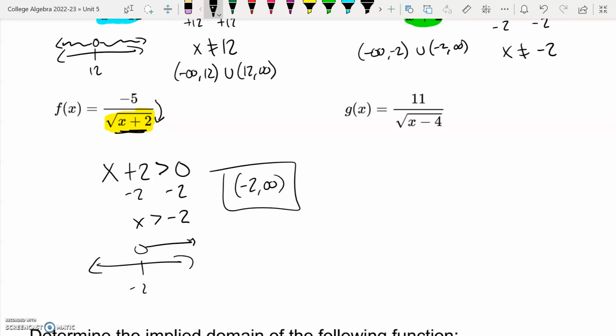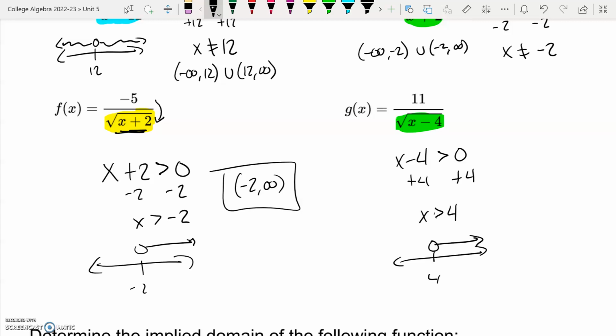So my domain is negative 2 to infinity with a parenthesis. And the reason why is if I plug in negative 2, I get 0. Can you have 0 on the bottom of the fraction? No. So normally we would say it's greater than or equal to 0, but because it's on the bottom of the fraction, it's just greater than. So same way here. This one, again, you would try it before I hopefully go over this. I would say x minus 4 is greater than 0. You add 4. Has to be greater than 4, so I would make a number line, open circle, shade to the right. So I would say 4 to infinity is my domain.